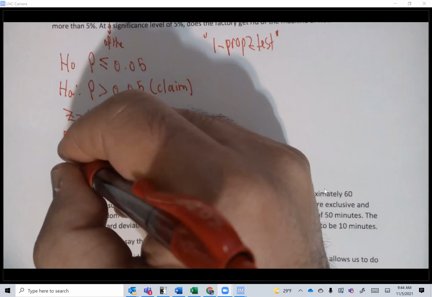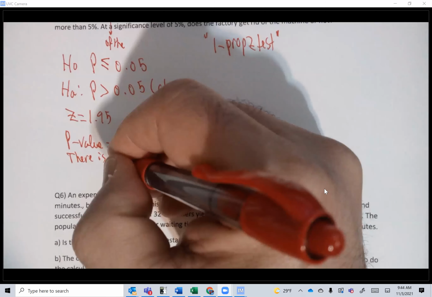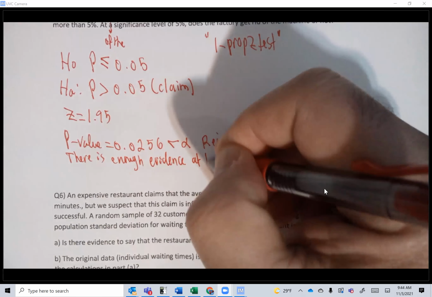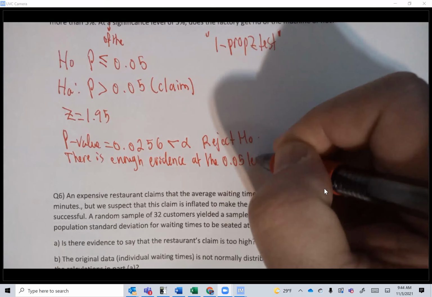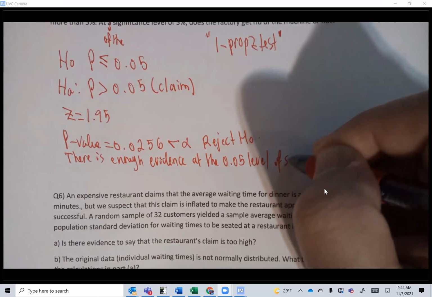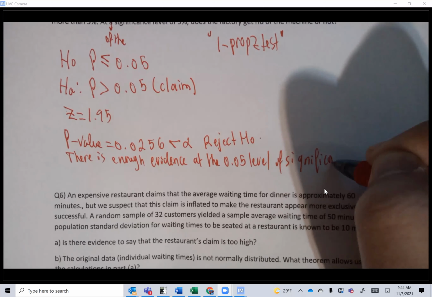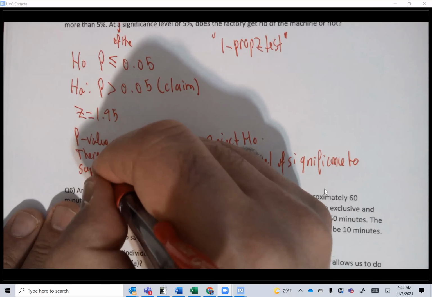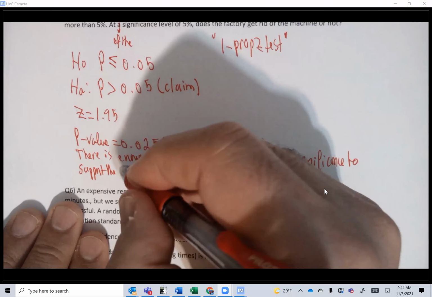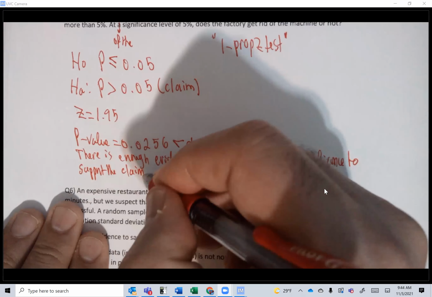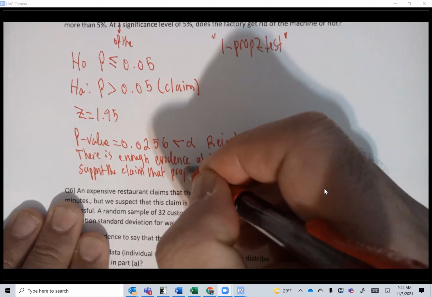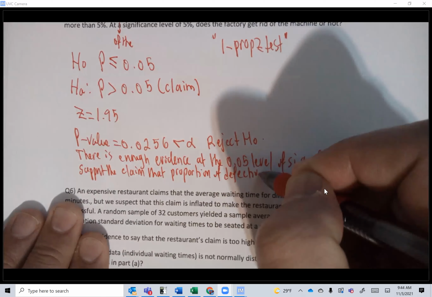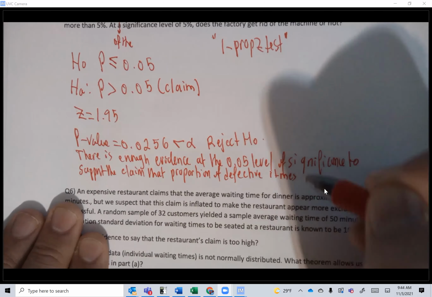There is enough evidence at the 0.05 level of significance to support the claim that the proportion of defective items is more than 5%.